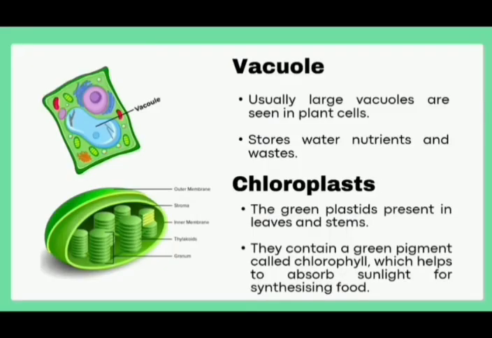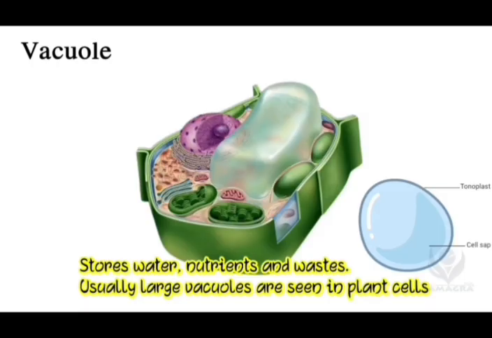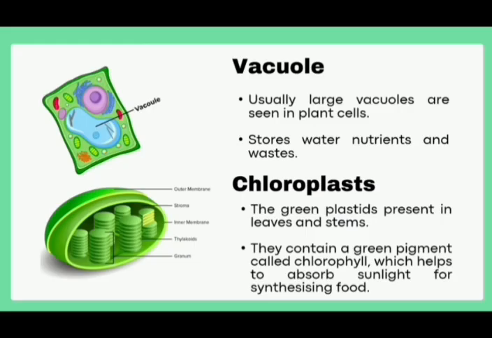One of the most noticeable features of a plant cell is the large central vacuole. This vacuole stores water, minerals, nutrients, and waste products. It also helps the plant cell maintain its shape. The vacuole acts like a storage tank that keeps the cell firm and prevents it from wilting.